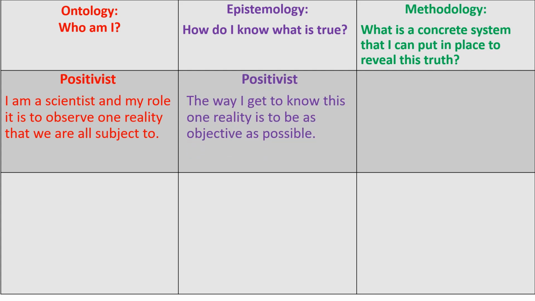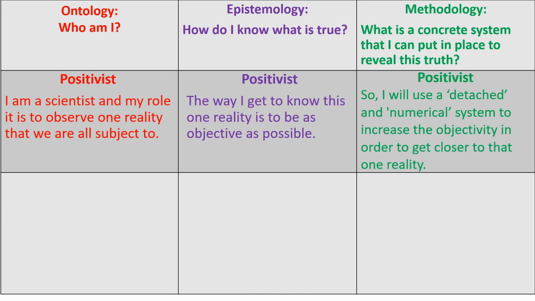The only way this positivist can reveal this one reality is to be as objective as possible. Only objectivity will lead him to the truth. Only objectivity will show him what is true and what is false. He believes that quantitative and numerical approaches are the most objective. So this is the path that he takes. This is his epistemology.